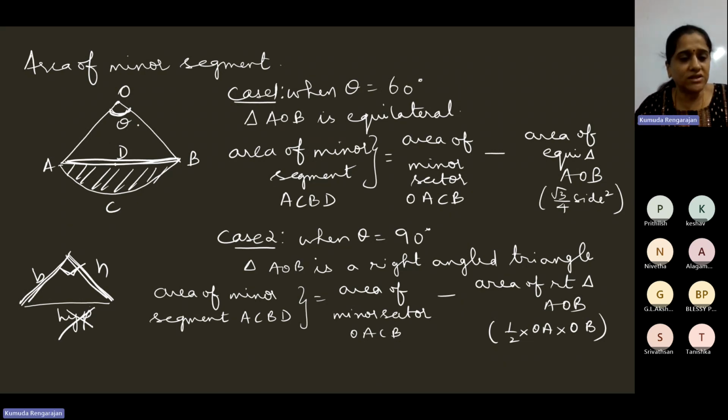When the sector angle is 60 degrees, all the sides are equal. So the length of the chord AB will be equal to the radius of the circle. Correct?